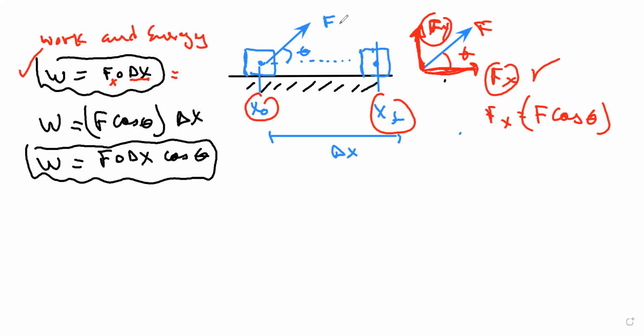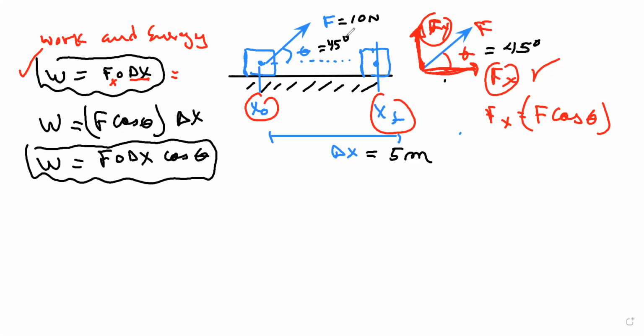Let's say the force here is 10 newtons, because forces are measured in newtons. And let's say the displacement here is 5 meters. And let's say that our angle here is going to be 45 degrees. So this angle is going to be 45 degrees.